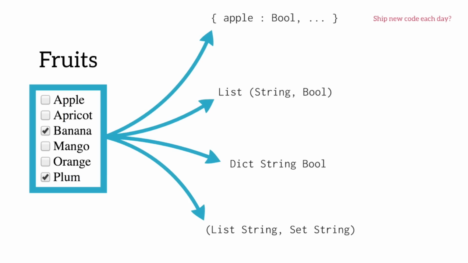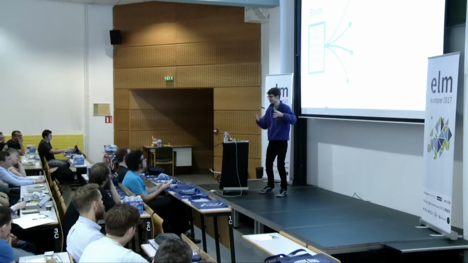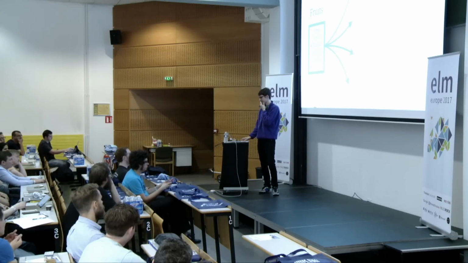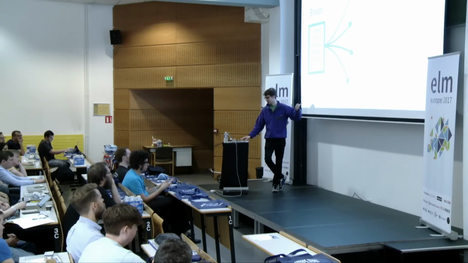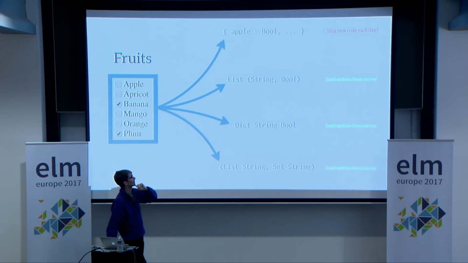So if we use a record, does that mean we would have to ship code every time availability changed in a particular region? That doesn't seem great, but in all these others, we can just load the options from the server. So that seems like a benefit. From there, one thing we might consider is, well, which of these will be easier to use? Which one will the code come out nicer?